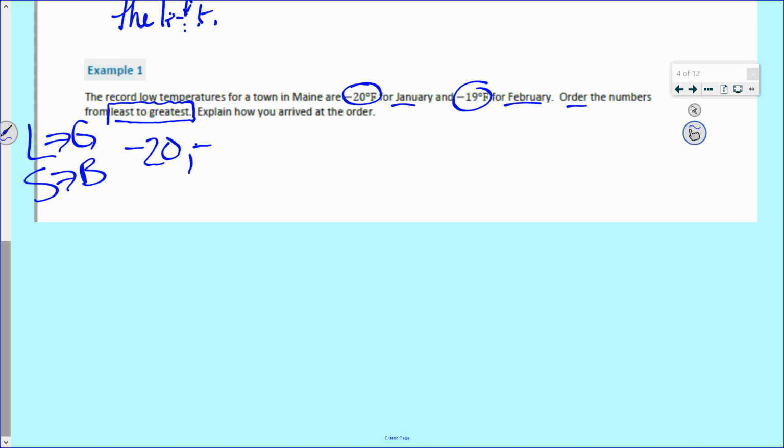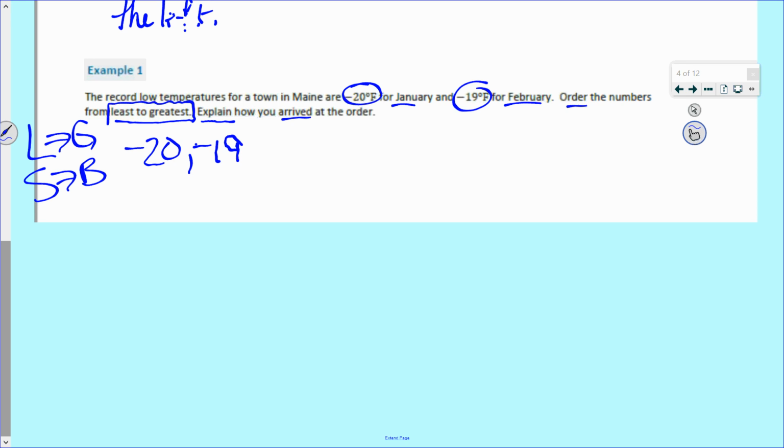Yes, because let's say you have $10 and you owe $20 or $19. You want to have the most amount left possible, and that would be with -19. Good. So explain how you arrived at that. Michael's explanation had to deal with money. He would rather owe $19 than $20 because that's further to the right.